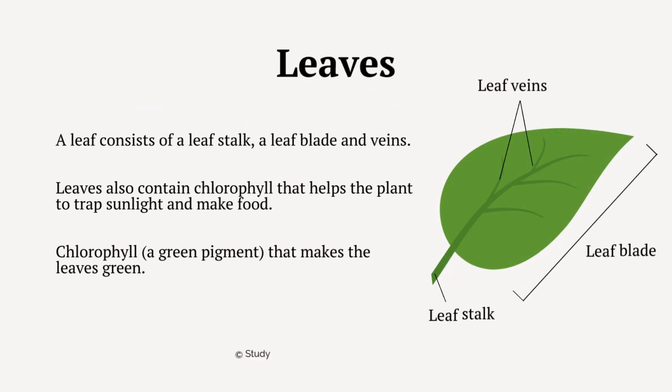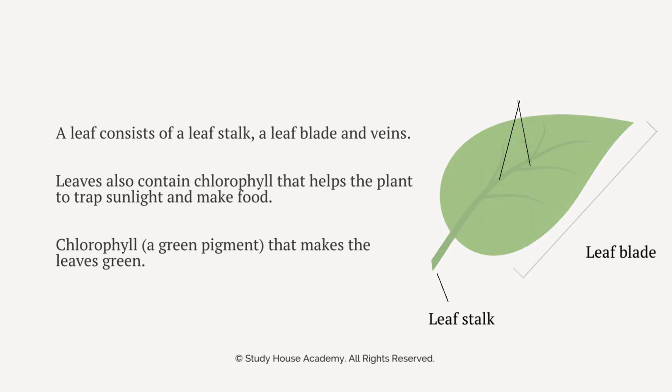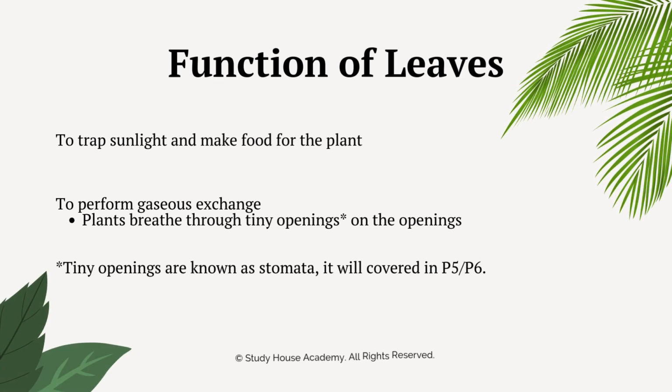Firstly, for leaves. A leaf consists of a leaf stalk, a leaf blade, and veins. Leaves also contain chlorophyll that helps the plant to trap sunlight and make food. Chlorophyll is a green pigment which makes the leaves green. The leaves trap sunlight and make food for the plant. It is also to perform gaseous exchange.